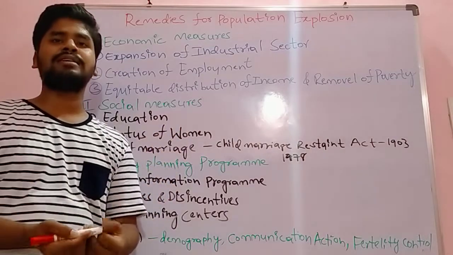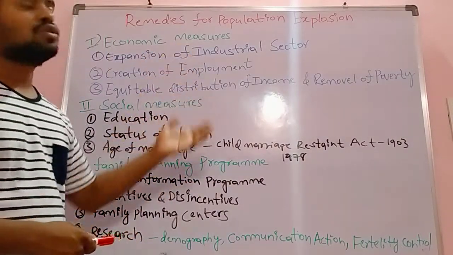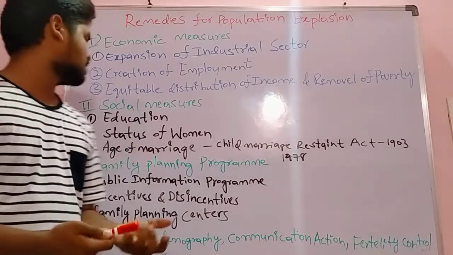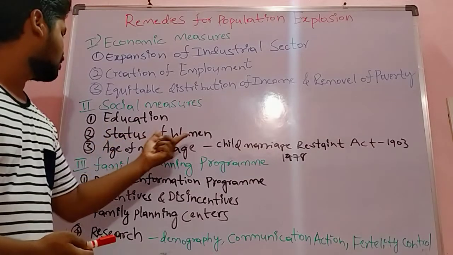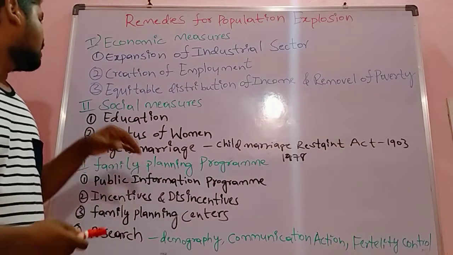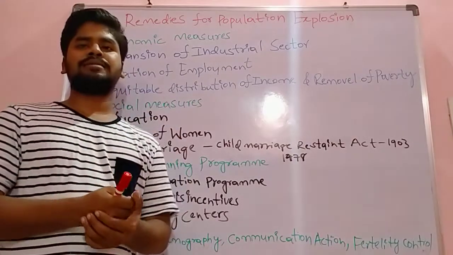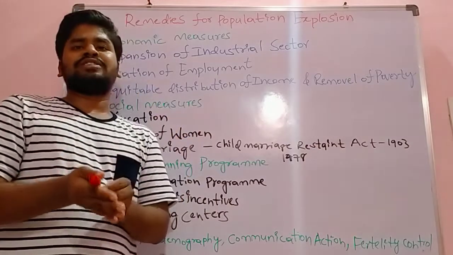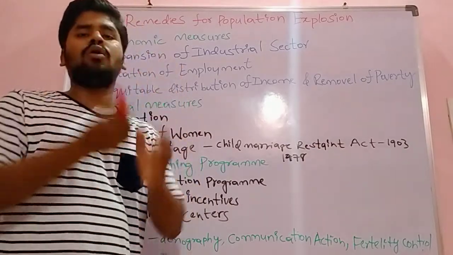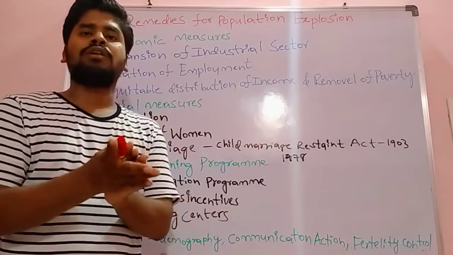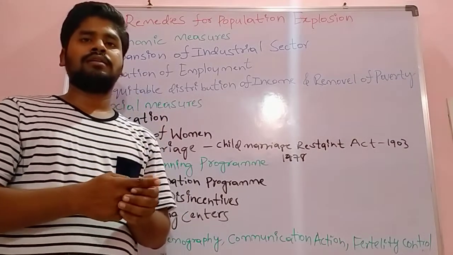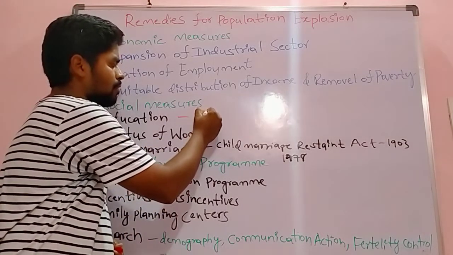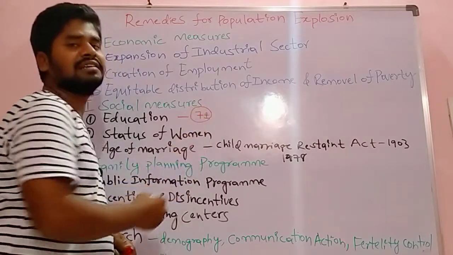What are the social measures which try to control our population, right? In India, first the education system, the status of women, and the age of marriage, right? So if you take the education system in India, there was a discriminatory education system. There is a low level of standard. The outcome of the education system is very low. Okay, according to the 2011 census, we are at around 74% literacy rate.